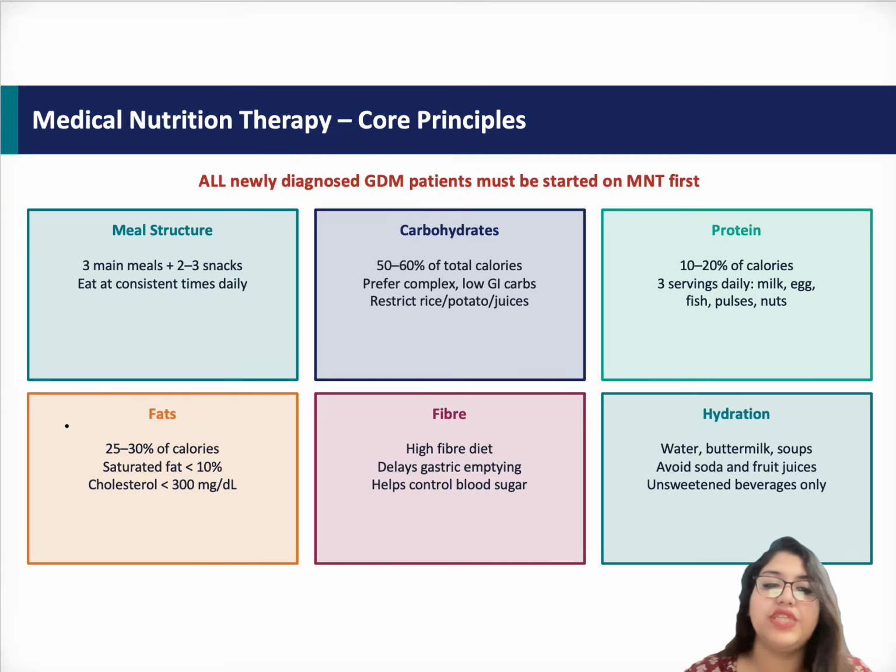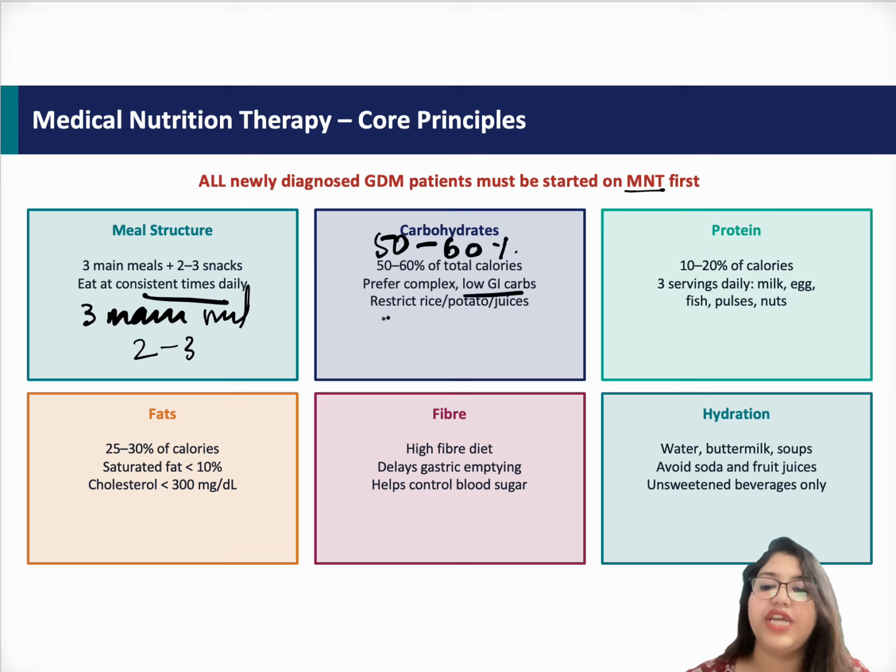So medical nutritional therapy: all newly diagnosed GDM patients should be started on MNT first. Meal structure, you have to give them 3 main meals plus 2 to 3 snacks. Eat at consistent time daily. Carbohydrates 50 to 60% of total calories. Prefer complex, low GI carbs. Restrict rice, potato and juices.